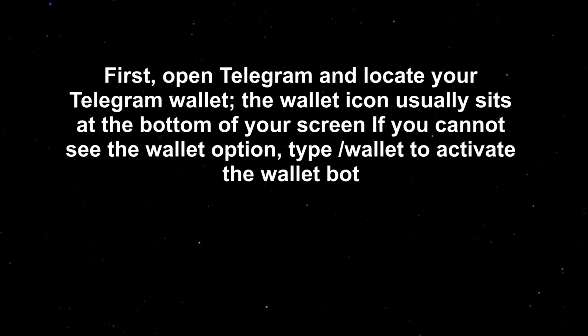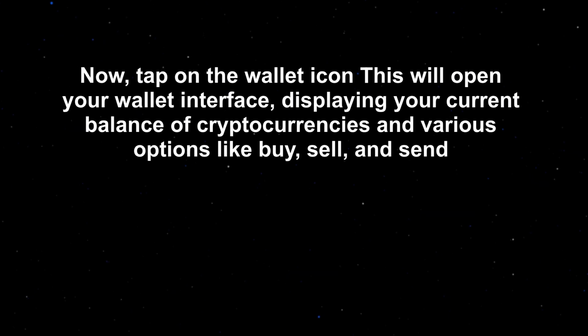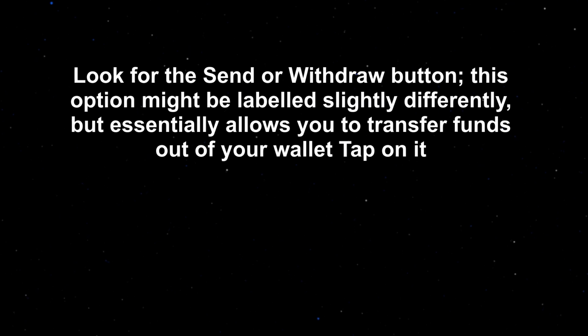If you cannot see the wallet option, type wallet to activate the wallet bot. Now, tap on the wallet icon. This will open your wallet interface, displaying your current balance of cryptocurrencies and various options like buy, sell, and send. Look for the send or withdraw button. This option might be labeled slightly differently, but essentially allows you to transfer funds out of your wallet.